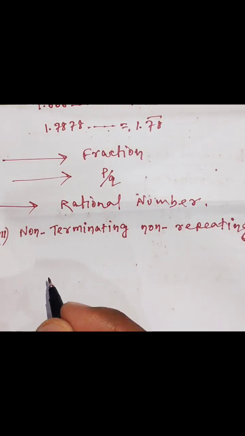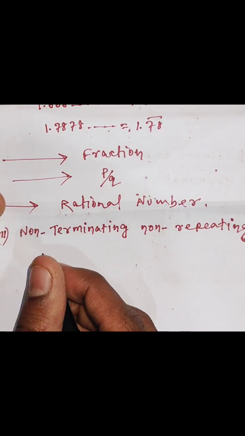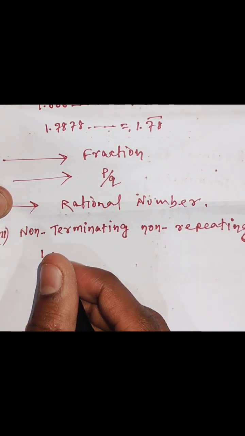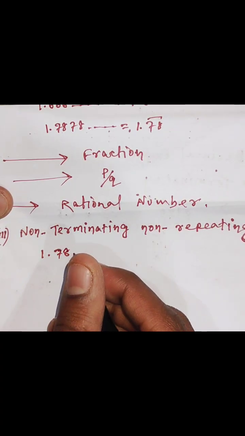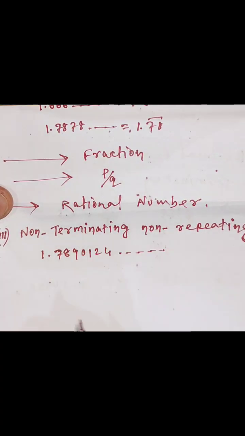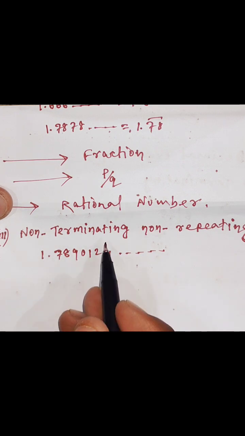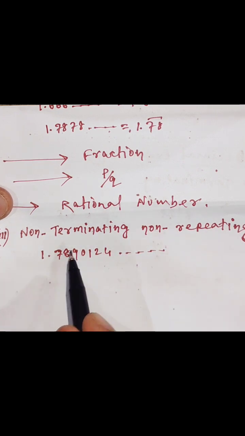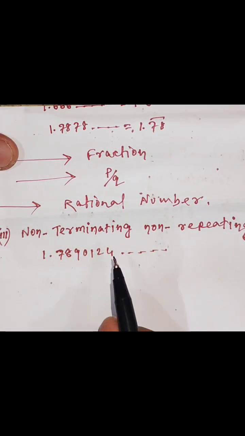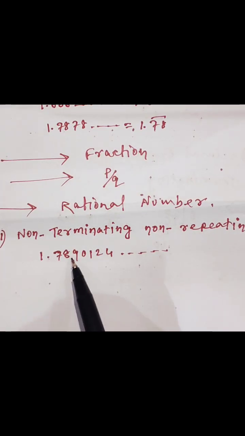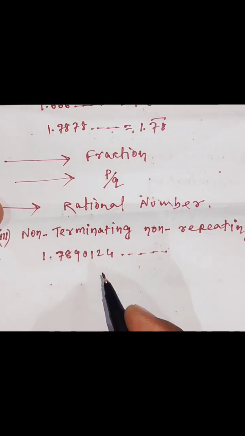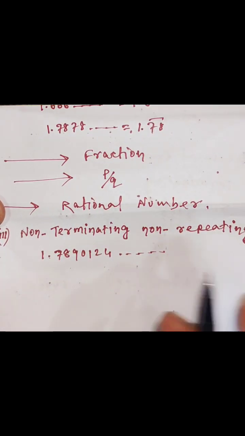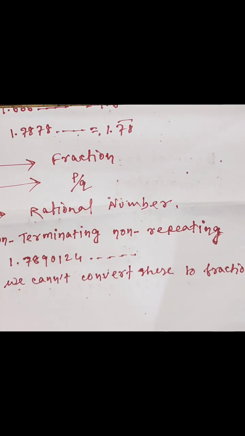The third and final decimal expansion is non-terminating, non-repeating. It means we'll have some decimal expansion that neither ends nor repeats. This is an example of a non-terminating, non-repeating decimal expansion. In this decimal expansion, there are no fixed digits after the decimal, they will not repeat, and they will not end. And the most important note is we can't convert this decimal expansion to a fraction.